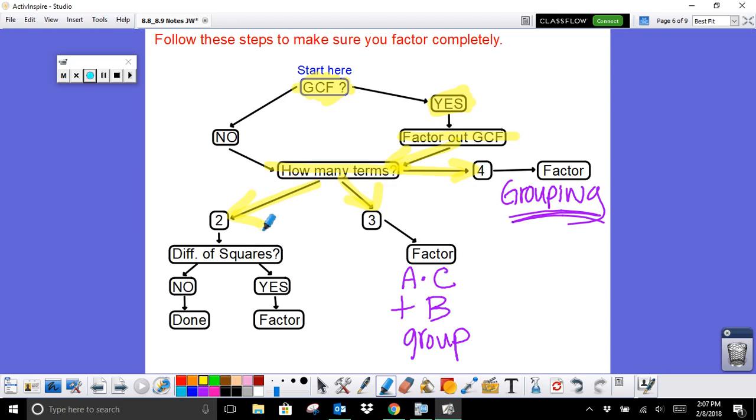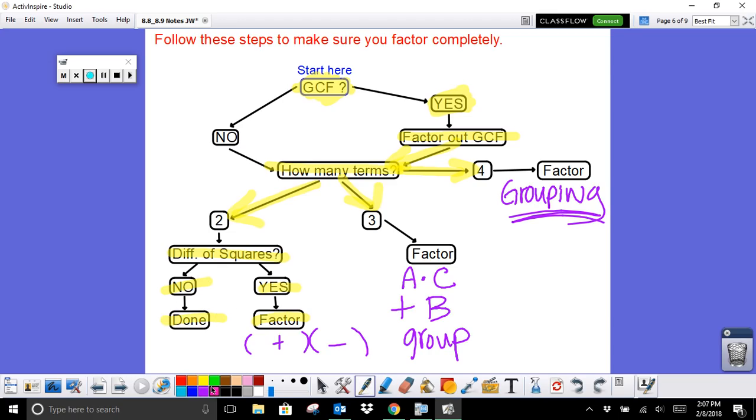And then today we found out what happens if you have 2 terms. If you have 2 terms, you're going to ask yourself, is it a difference of squares? If it is, we are going to factor it. And how we did that today, remember we had the 2 groups, one was plus, one was minus. If you have 2 terms and it is not a difference of squares, then you are done.